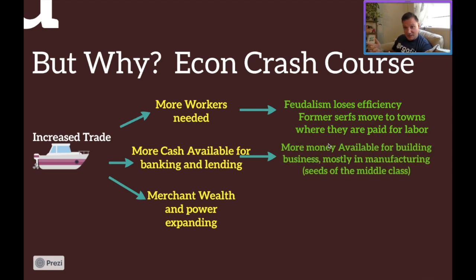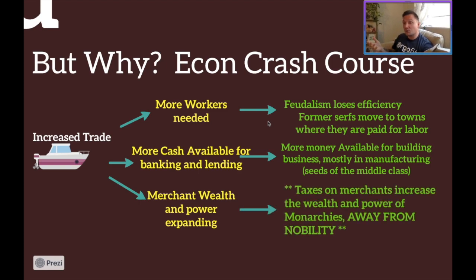Now, more cash being available means more money for building business, mostly in manufacturing. So because of the exploration period, you're seeing the seeds of the middle class grow. Instead of a super wealthy population and a super poor population, we're beginning to see a middle ground pop up. These people are sometimes referred to in France as the bourgeoisie: individuals who are not of noble status, but are starting to make quite a bit of money.